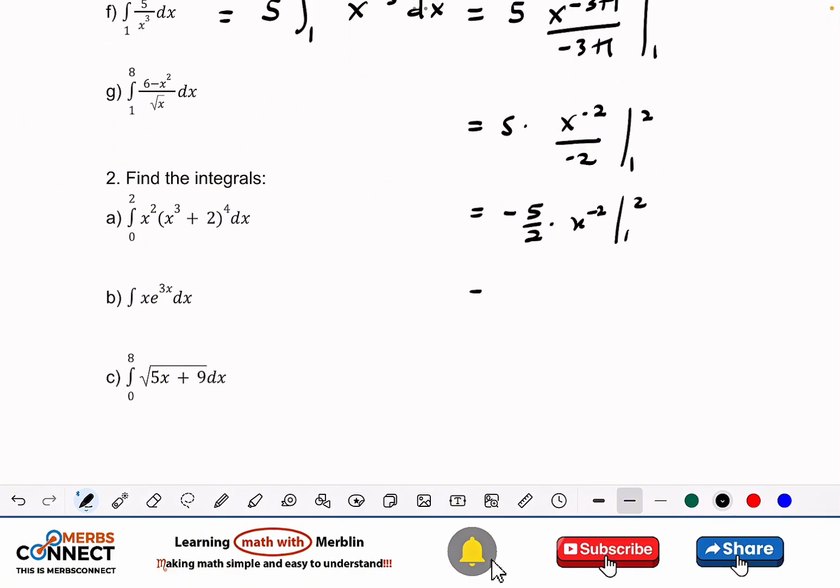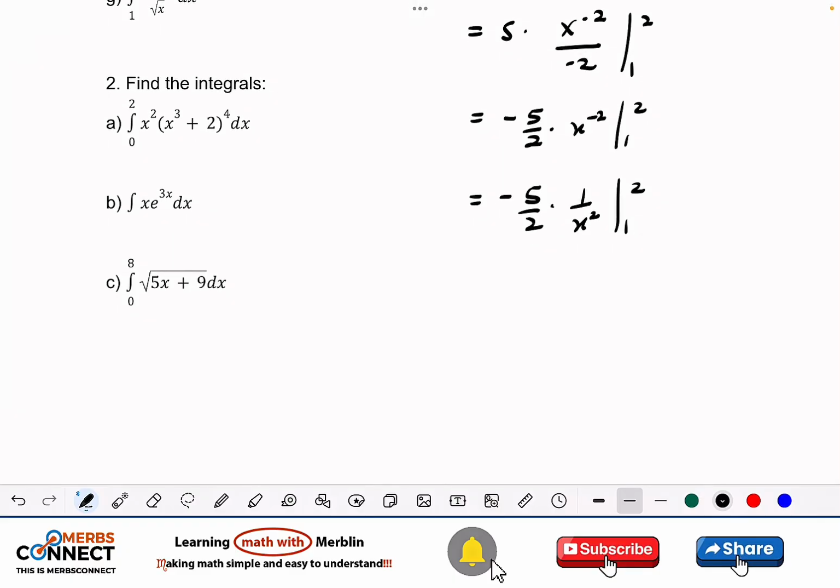And I can write this one as minus 5 on 2 times 1 over x squared, right? Because it's to the power minus 2. So from 1 to 2. Now what I can do is plug in the limits. So let me put them in. This will be times 1 over 2 squared minus, so there is another minus there, so I'll open the parenthesis and I have this times 1 over 1 squared.